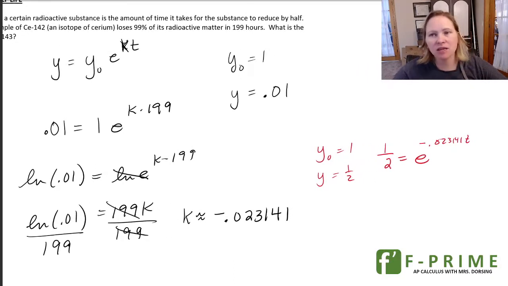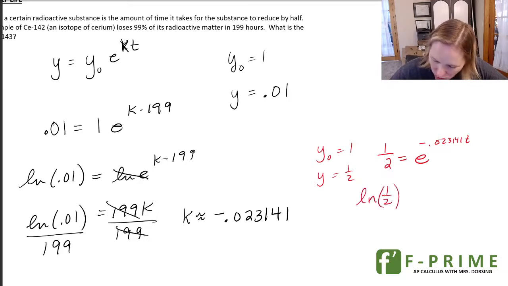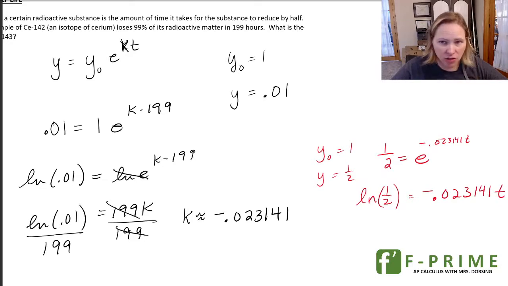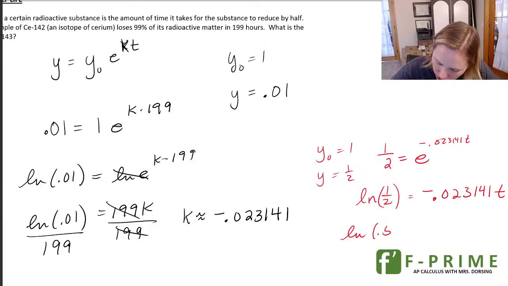So it's the exact same setup, but I'm solving for t instead of k or r, whatever you want to call it. So I'm still going to natural log both sides. The natural log of 1/2 equals, the natural log and the e are going to go away, so I'll get negative 0.023141 t. And when I divide by that k value, in my calculator you're going to see that I took that value, chose it on my screen, and divided by the exact value, and that's the way to go. But if you don't have that on the AP exam, it's totally fine just to write it out like this, just to make sure that you go to a couple extra places.